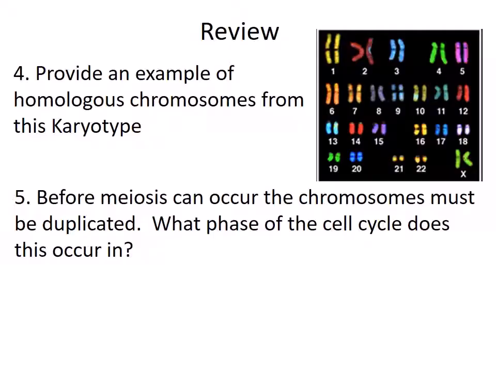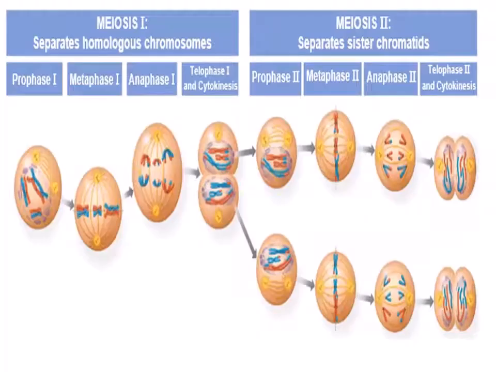What phase of the cell cycle does this happen in? So last unit, we talked about mitosis and the eukaryotic cell cycle. When do the chromosomes replicate then? It wasn't actually in mitosis, it was in interphase. And then, do you remember what phase of interphase? So it's S phase of interphase that the chromosomes replicate in. So they replicate in S phase of interphase before meiosis as well. So here's an overview of meiosis.